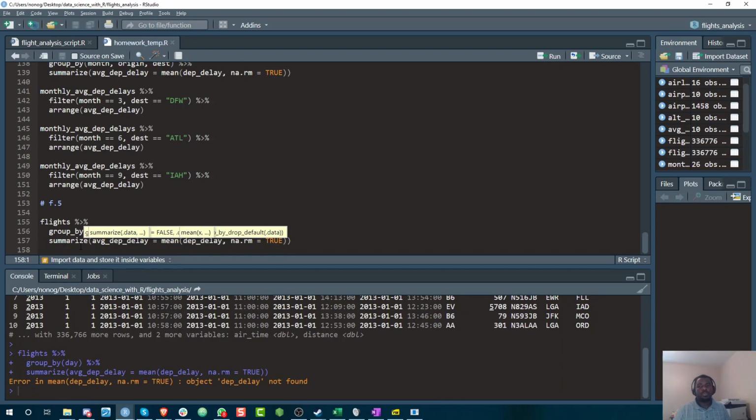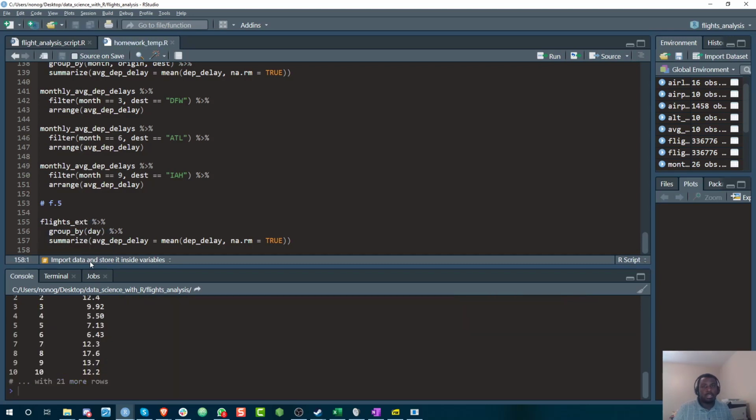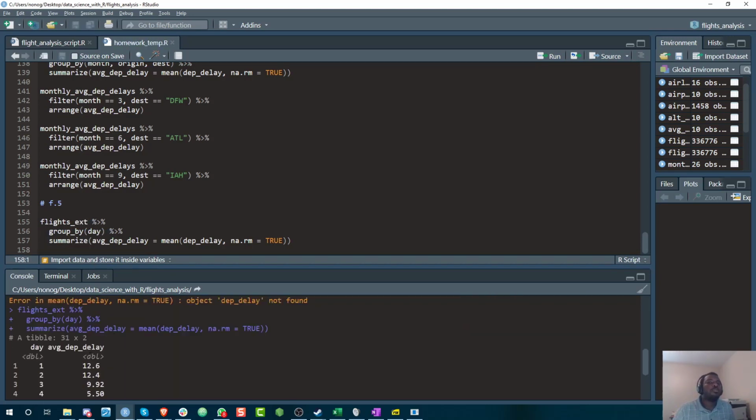You might be tempted to do this. It's actually flights extended because there's no departure delay in the original flights data set. You might be tempted to do this, but if you do, then you're going to get into a problem. You will end up having 31 values only. So why is that? Why do we get 31 values and we don't get 365 values?